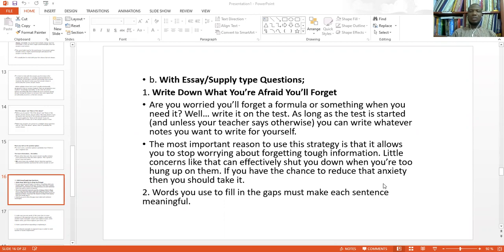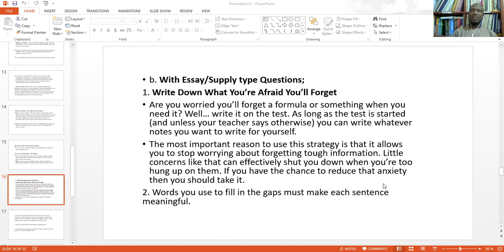The most important reason to use this strategy is that it allows you to stop worrying about forgetting tough information. Little concerns like that can effectively shut you down when you are too hung up on them. If you have the chance to reduce that anxiety, you should take it. So this one is self-explanatory.